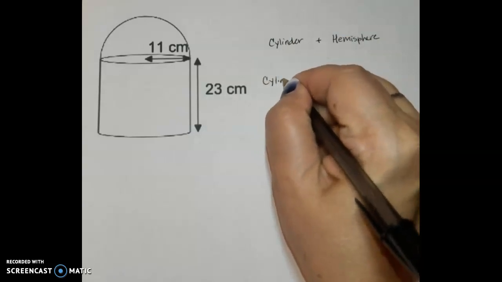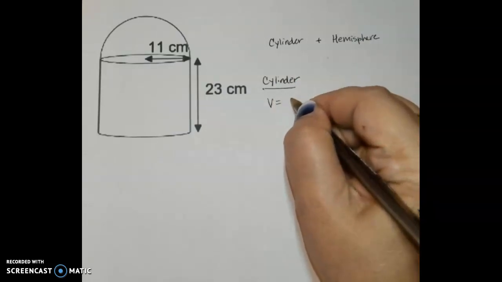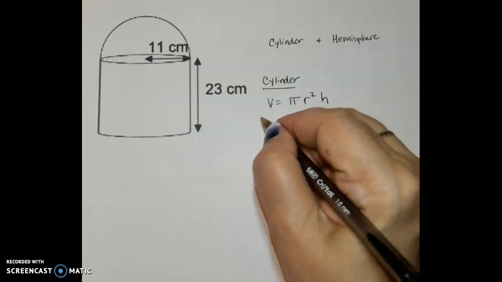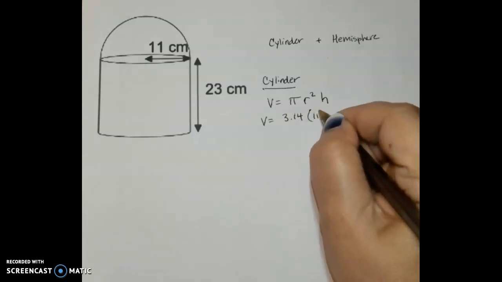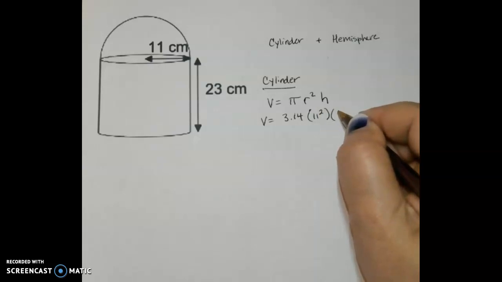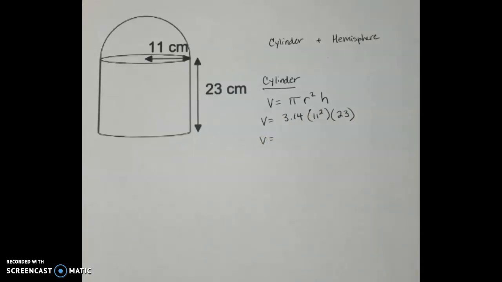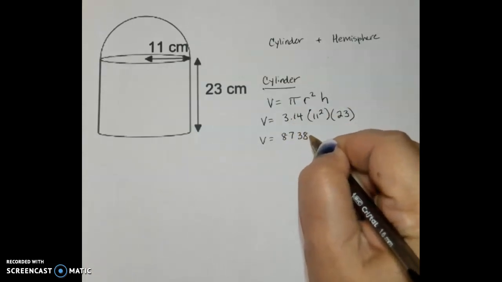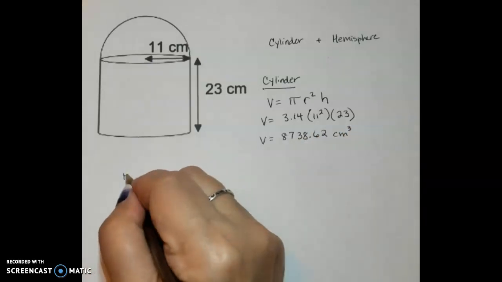So cylinder is what we are most familiar with. Let's go ahead and find the volume of that. We know that the formula for volume of a cylinder is pi times radius squared times height. So we're going to substitute in our values. We're going to use 3.14 for pi. Our radius is 11, so 11 squared, times the height of the cylinder, which is 23 centimeters. All right, here is where we're going to bust out our calculator. We're going to punch in 3.14 times 11 squared times 23, and we should get 8,738.62 cubic centimeters.